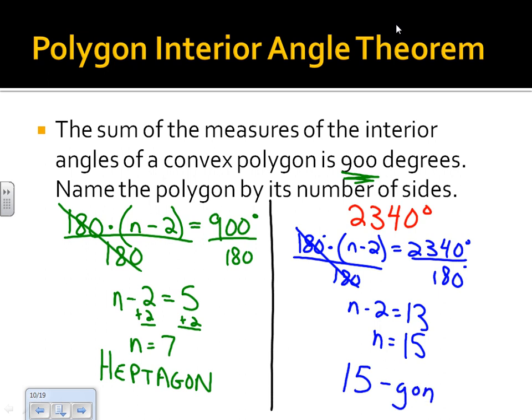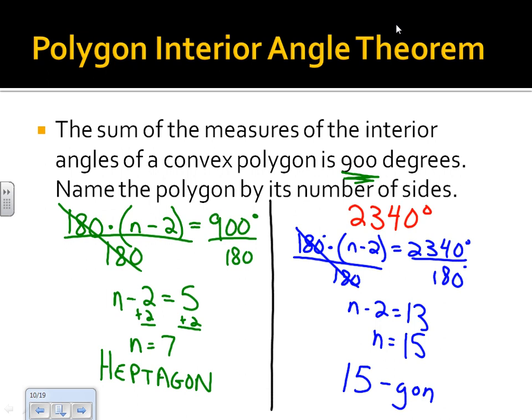So, 15-gon. Ladies and gentlemen, Khalil? So a 15-gon has how many sides? How many angles does it have? Yeah, you're right. Think about a triangle. How many sides does a triangle have? How many angles? Think about a square. How many sides does a square have? How many angles? It's always going to be the same as the number of sides.